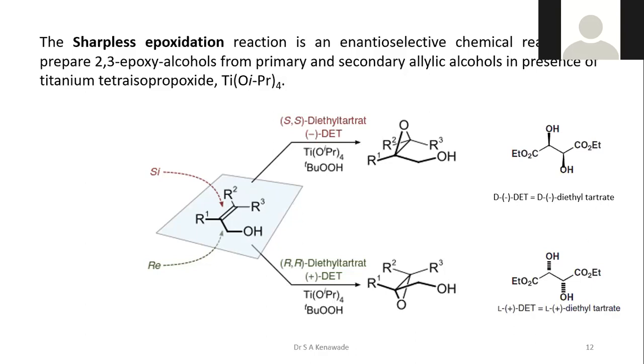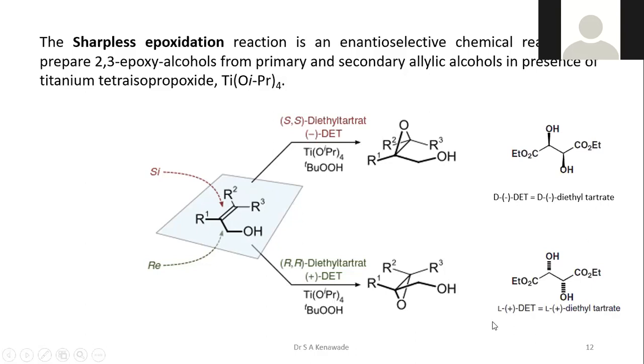Then with minus DET, this reagent will attack from the Si face. This will attack from the Si face. Then the epoxide is formed on the top face. If you use plus diethyl tartrate, then the reagent will attack the alkene from the Re face and the epoxide direction is below. This is plus DET and this is minus DET. It is very important when you draw this reaction.